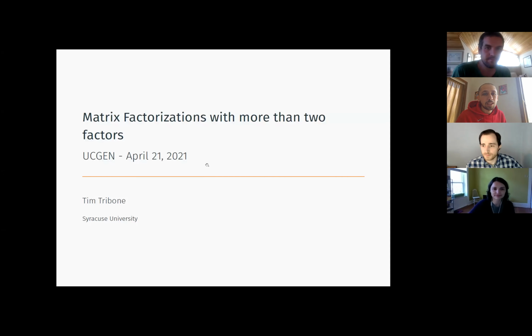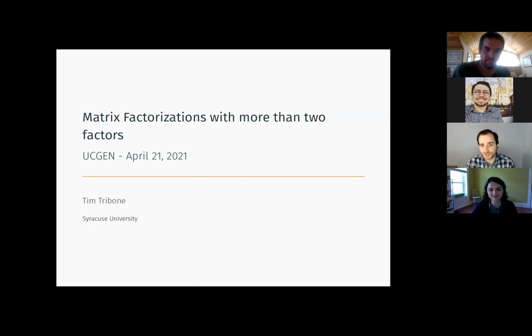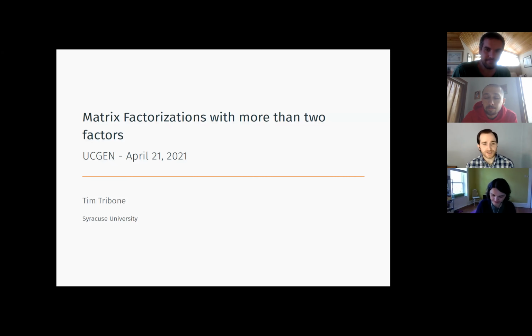Cool. Welcome everyone. We have Tim Tribone from Syracuse University today, and he's going to tell us how to do matrix factorizations with more than two factors. Awesome. Thank you very much, Oscar, and thanks to the other organizers. I'm very excited to be here and get to talk to you guys about matrix factorizations.